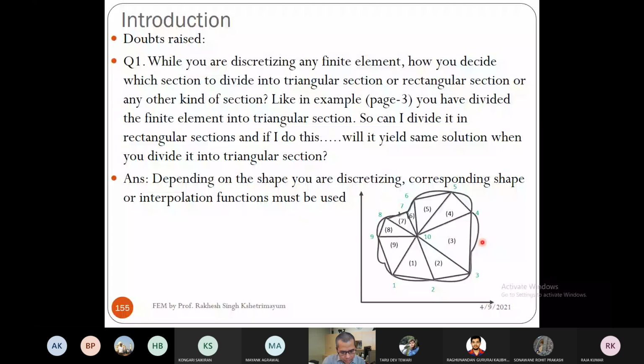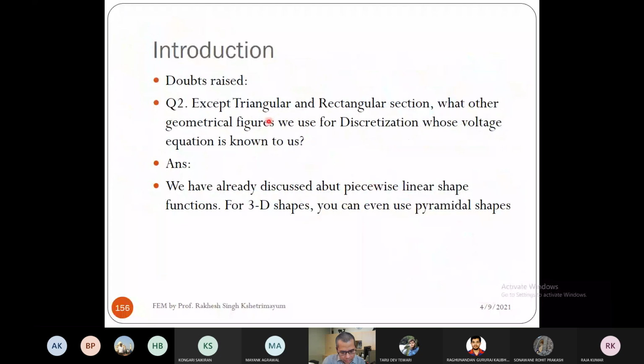Second question is, except triangular and rectangular elements, what other geometrical figures can you use for discretization? See, basically it depends on what you're modeling. For example, if you want to do volumetric discretization in 3D, then you cannot use triangular or rectangular shapes. There people use pyramidal shapes also. Any kind of element that can discretize properly the shape you're choosing, you have to use those kind of shapes. For example, pyramidal is one, just like triangular can model any kind of arbitrary shape.